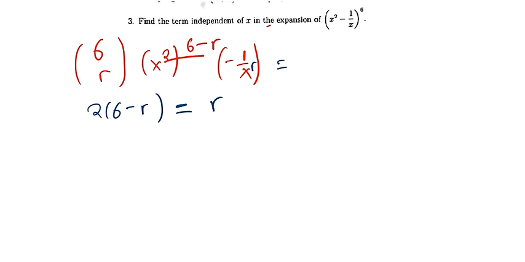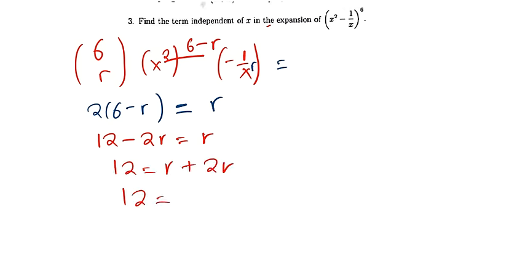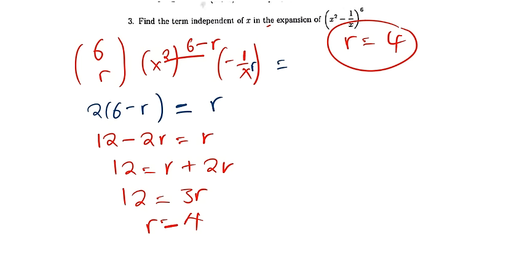Now we have 2 times 6 is 12, minus 2r, is equal to r. So we have 12 equals r plus 2r, which gives us 12 equals 3r, and our r becomes 4. So our r is 4. What term is that? Since we start from 0, that is the 5th term. So these are the possible solutions.